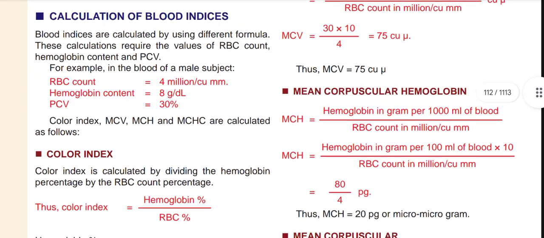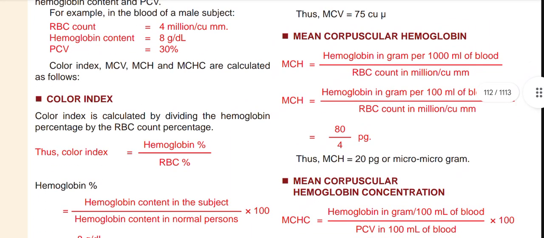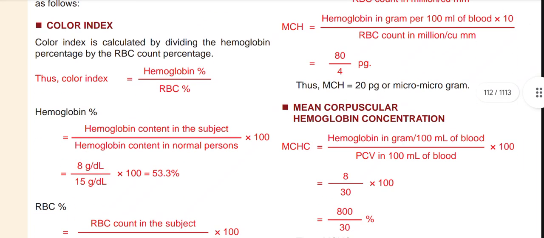Then mean corpuscular hemoglobin. The hemoglobin in gram per 1000 ml of blood by RBC count in million per cubic mm. Then it is also calculated as hemoglobin in gram per 100 ml of blood into 10 by RBC count in million per cubic mm. Then it is 80 by 4, it is equal to MCH is 20 picogram.